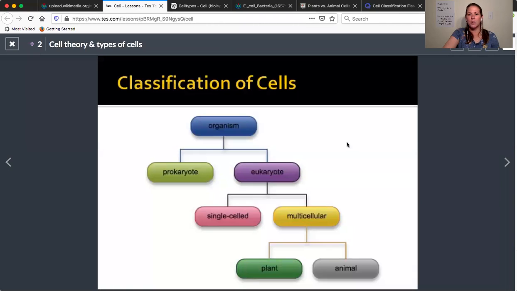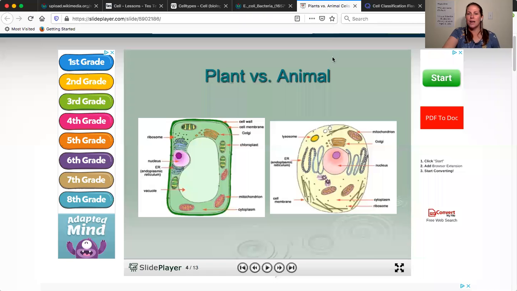So one more time looking at that flow chart, all living things or organisms can be classified as prokaryotic or eukaryotic. Eukaryotic can be single or multicellular, multi meaning many, such as plant or animal cells. So in our next upcoming lessons, we will take a look at plant versus animal cells and those different organelles or plant parts and how they work together to keep the cell alive and thus keep the organism alive.